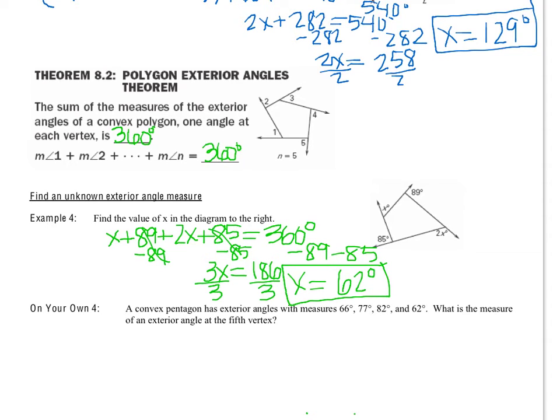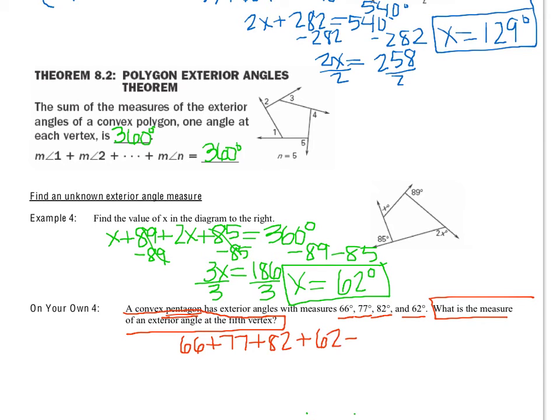So I'm really just writing another equation using the knowledge that the exterior angles will always add up to 360 degrees. Looking at the next one, it says a convex pentagon, so 5 sides, has exterior angles with measures of 67, 77, 82, and 62. Here's my question. What is the measure of an exterior angle at the 5th vertex? So I know my 66 plus my 77 plus my 82 plus my 62 plus my x, my 5th vertex, have to add up to 360 degrees.